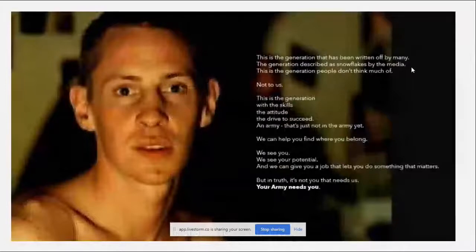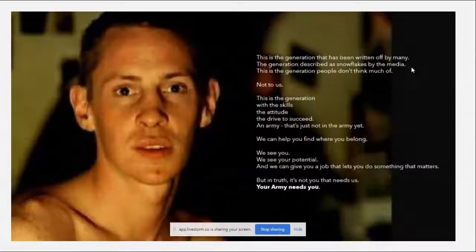So this was our proposition that sat behind the architecture for the campaign. And I will just read that out because I know you can all see that, but it's quite a powerful statement. So this is the generation that's been written off by many, the generation described as snowflakes by the media. This is the generation that people don't think much of. This is the generation with the skills, the attitude, the drive to succeed, an army that's just not in the army yet. We can help you find where you belong.